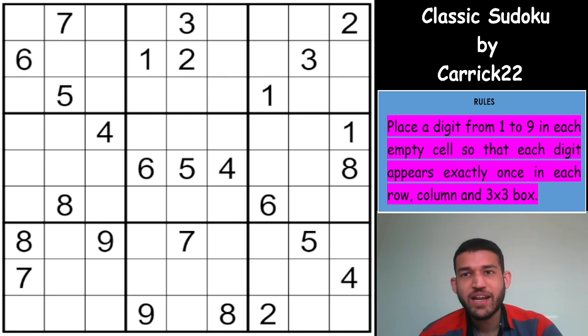I'm Kishore and I'm here to solve a classic Sudoku created by Carrick22. This Sudoku has been taken from the Logic Masters Germany portal.